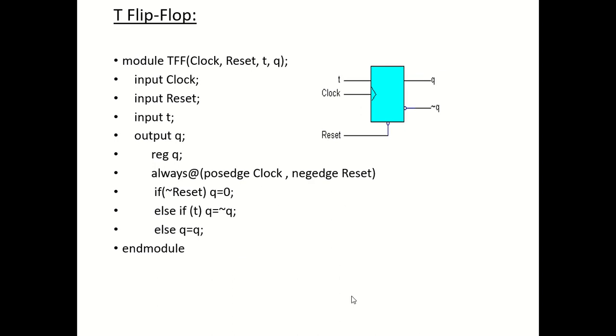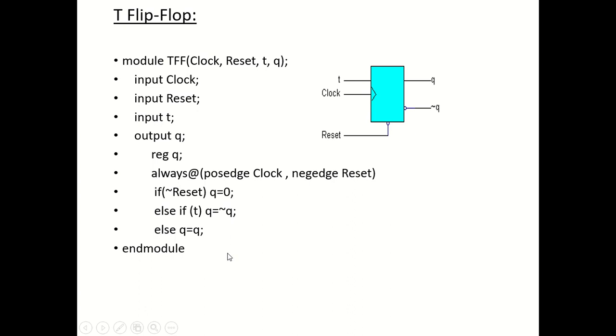For a T flip flop, again always at positive edge clock, comma, negative edge reset. If reset, q is equal to 0. Else if t, q is equal to the negation of q. It's a toggle, right?